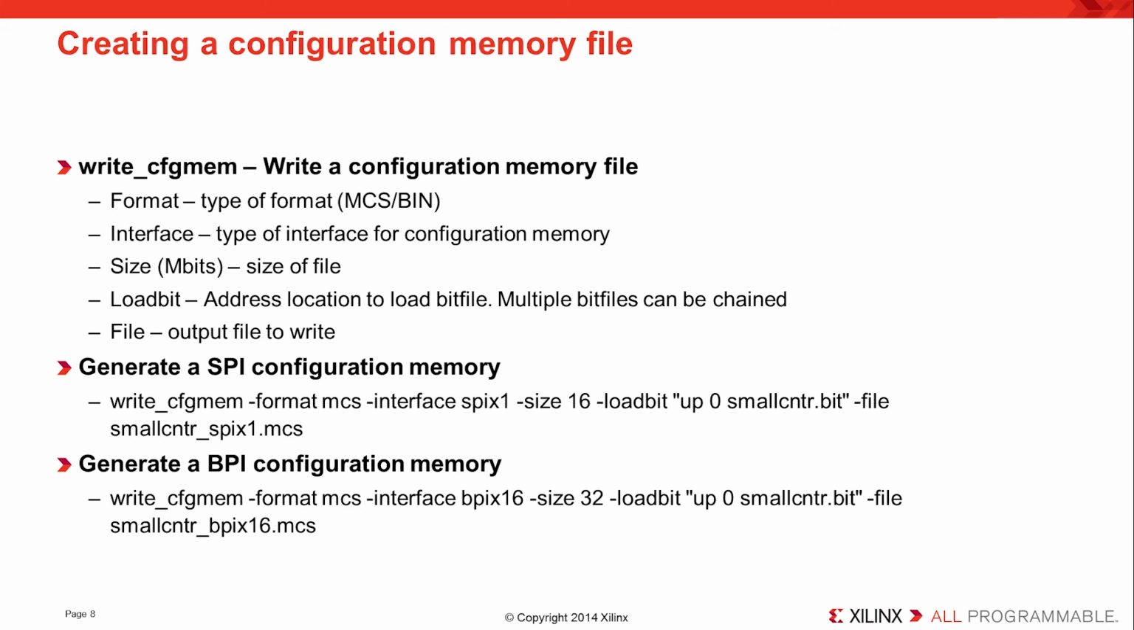In load bit, this option tells the command that you want to load a bit file at a given address. You can specify if you want to go up or down from the address you specified in the name of the bit file. And finally, the file, which is the name of the output file for your configuration memory.